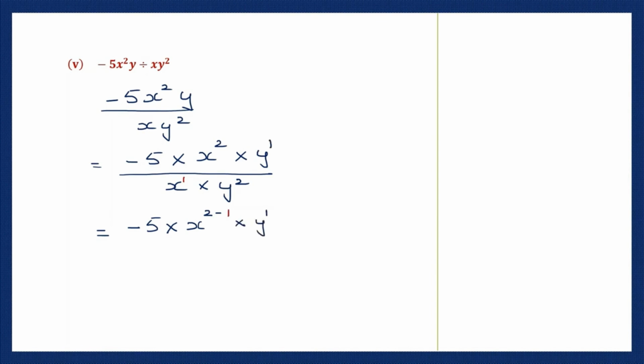So 1 minus 2. We take 2 from here. 1 minus 2. So here we have minus 5 into x to the power of 2 minus 1. 2 minus 1 is 1 into the power of y 1 minus 2. Now this is different from 2 minus 1. So 1 minus 2, put a plus sign. Now follow the rules. Signs are different. So put the sign of the bigger number and subtract. 2 minus 1 is 1. So here it becomes y to the power of minus 1.